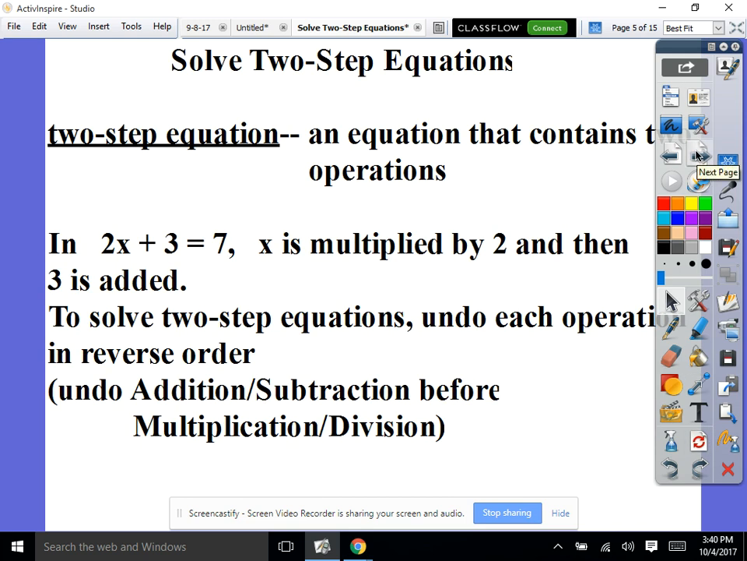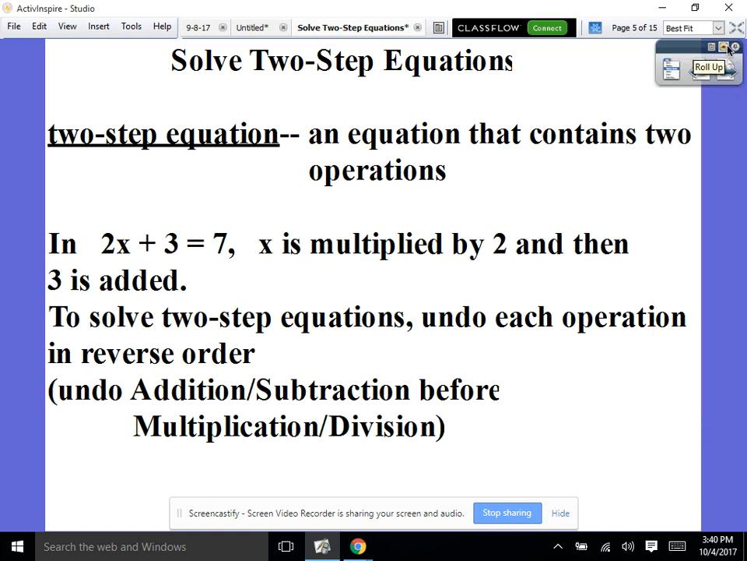All right, to solve two-step equations. Now, I'm pretty sure I gave you in your notes the term two-step equation. And you need to write the definition: an equation that contains 2 operations. So in the previous example, 2x plus 3 equals 7, x is multiplied by 2, 2x, and then 3 is added. So to solve two-step equations, we are going to undo each operation in reverse order. So we're going to undo addition and subtraction before we undo our multiplication and division.